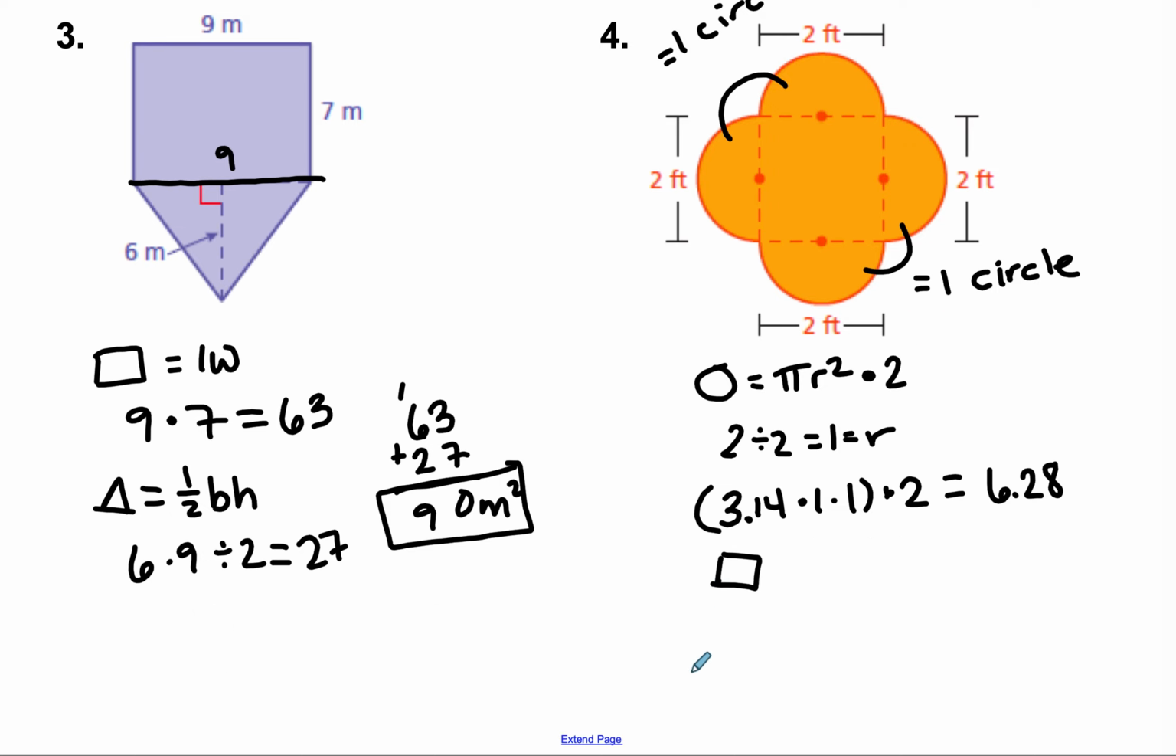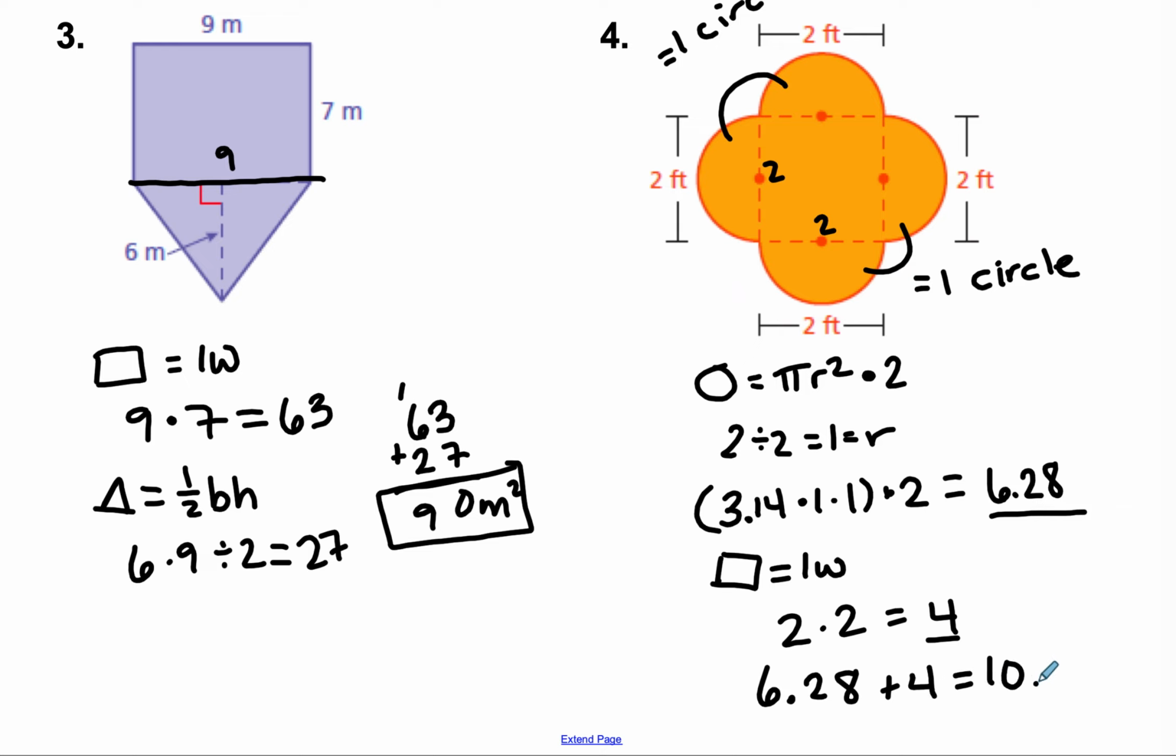Square is going to be length times width, or base times height. My length and my widths are going to be 2. So 2 times 2 equals 4. These two are the ones that I'm adding together to get my final answer. So 6 28/100ths plus 4 equals 10 28/100ths feet squared.